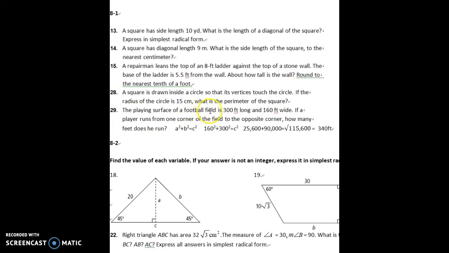The playing surface of a football field is 300 feet long and 160 feet wide. If a player runs from one corner of the field to the opposite corner, how many feet does he run?